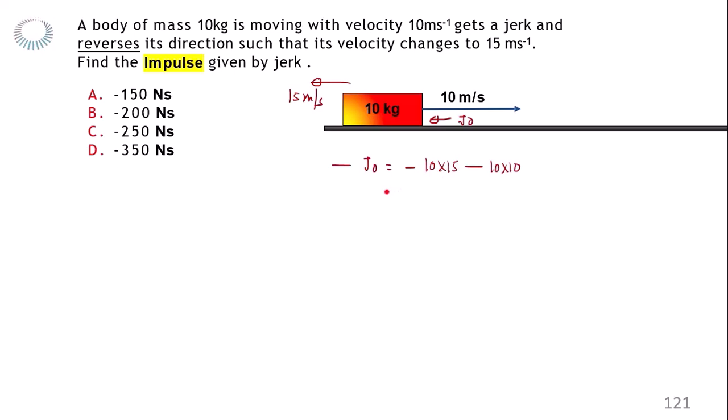Got it? So that means J naught should become how much? 10 into 15 means 150, plus 100. That means 250. 250 Newton second is the magnitude. But you have to apply it in the opposite direction, so negative. So option C will be the correct one.